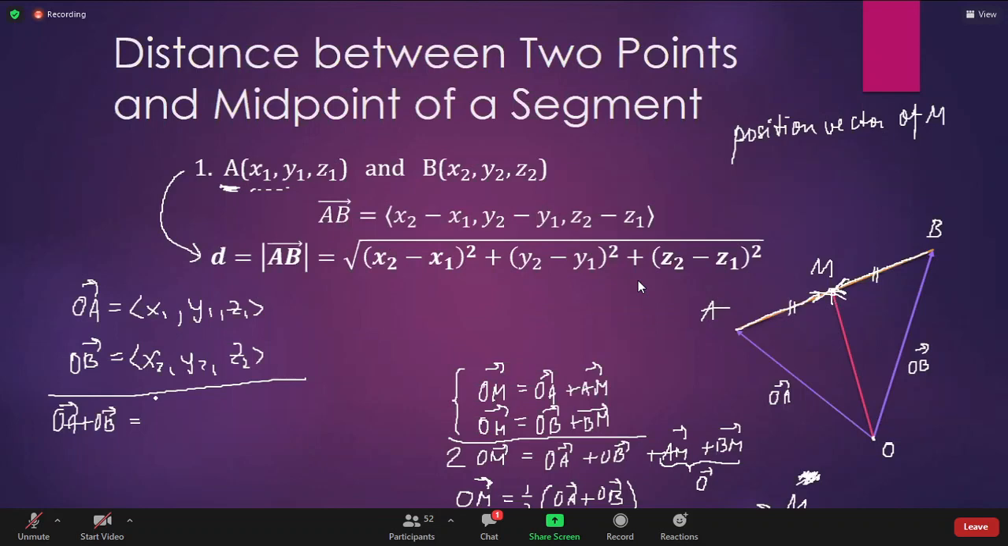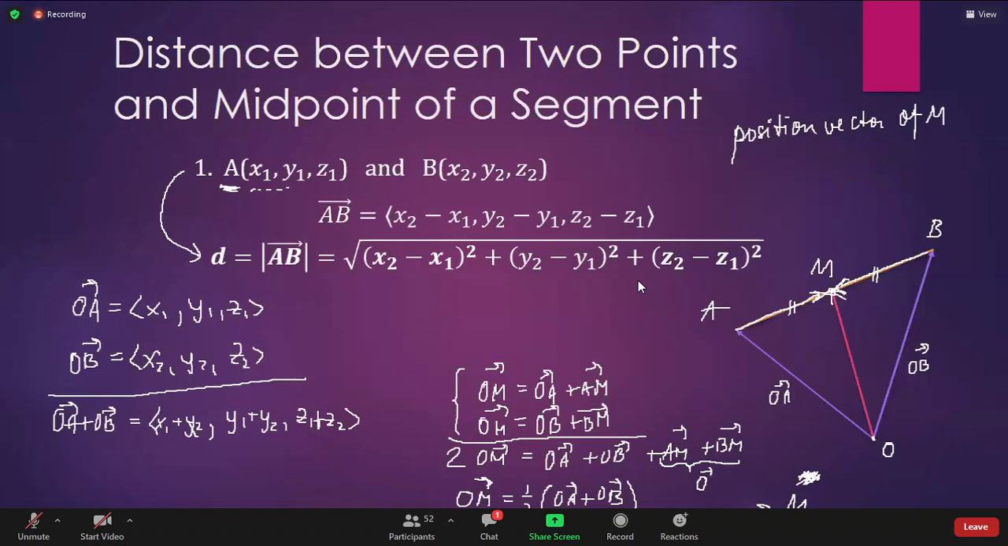we get, sorry. Okay, OA and OB. We have the sum of the coordinates, x1 plus x2. I apologize, I had an unexpected phone call. I denied it, I closed it. x1 plus x2, y1 plus y2, z1 plus z2, like this.